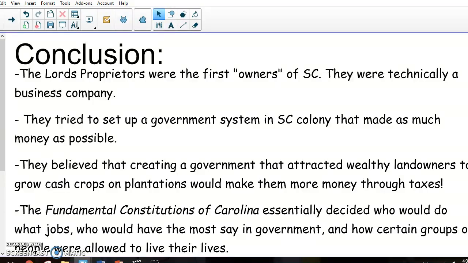And also the Fundamental Constitutions of Carolina, written by John Locke, essentially decided who would do what jobs, who would have the most say in government, and how certain groups of people were allowed to live their lives.